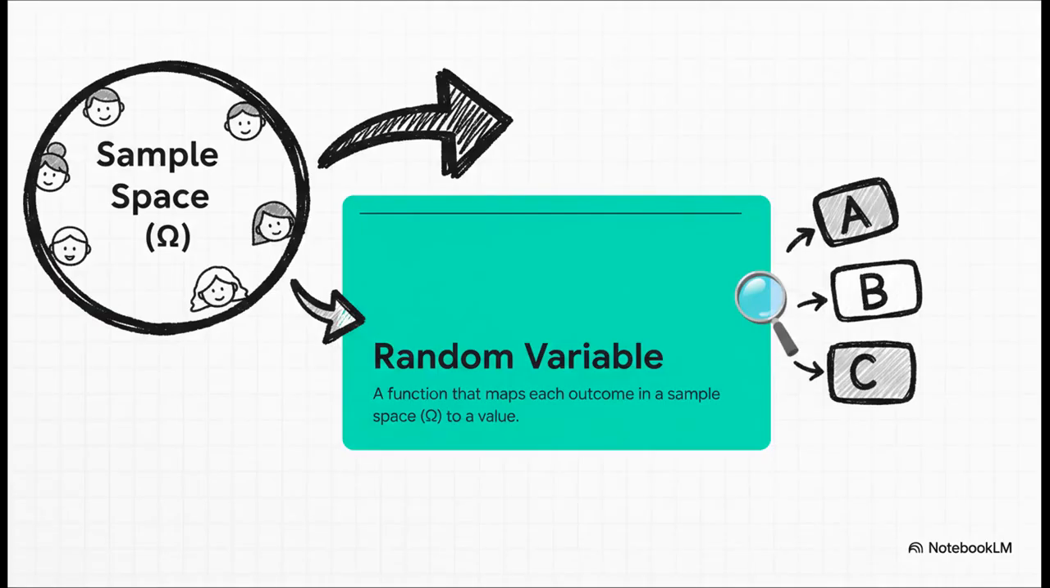And here we have the formal definition, which this slide shows perfectly. The sample space on the left, that's our whole group of students. The random variable in the middle, well, that's our function, our rule. And what does it do? It maps each one of those students to a specific value, A, B, or C. It's simply a nice, structured way to put a label on uncertain outcomes.